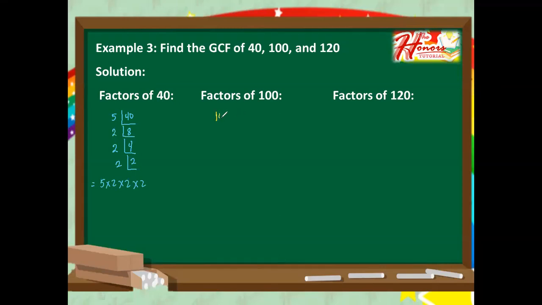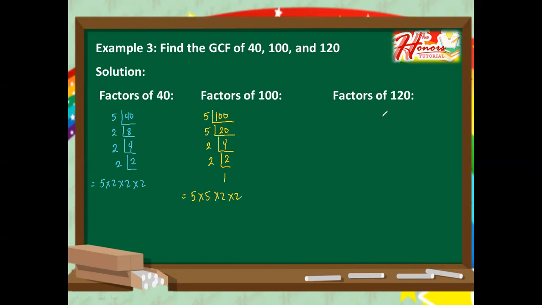100 here. Then think of a prime number that can divide 100, that's 5. 100 divided by 5 is 20. A prime number that can divide 20 is 5 also. 20 divided by 5 is 4. Prime number that can divide 4 is 2. 4 divided by 2 is 2. Prime number that can divide 2 is 2. 2 divided by 2 is 1. So therefore, the prime factors of 100 are 5 times 5 times 2 times 2.